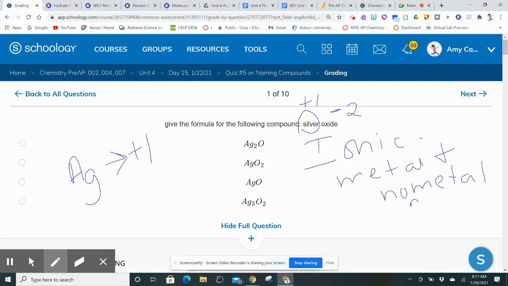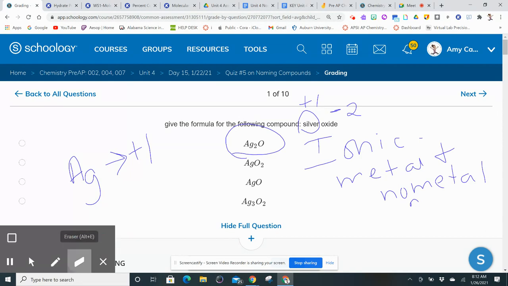Silver is the exception. So if silver is a +1 and oxygen is a -2, which of those formulas would have to be correct? The first one. Because charges have to balance in a compound. In all compounds, the charges have to balance. So if silver is a +1 and oxygen's a -2, I have to have two silvers to balance that out. Okay? Does that make sense? Okay.